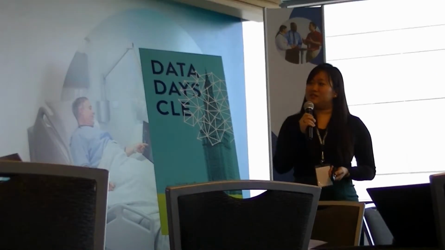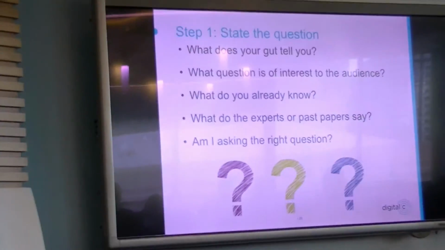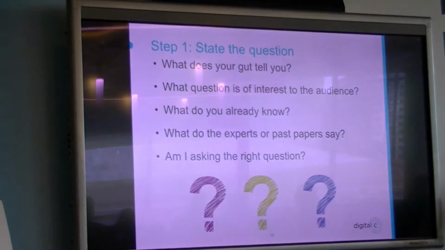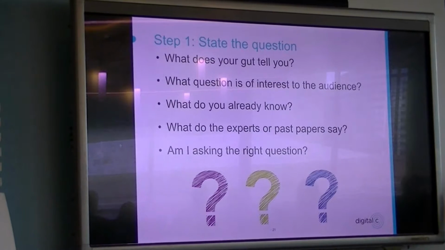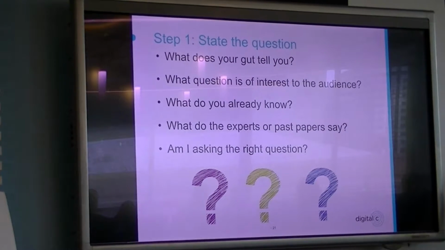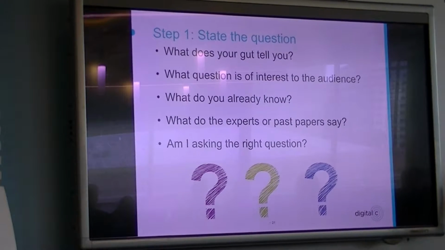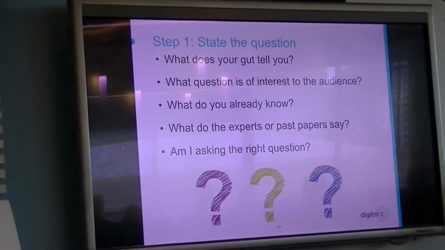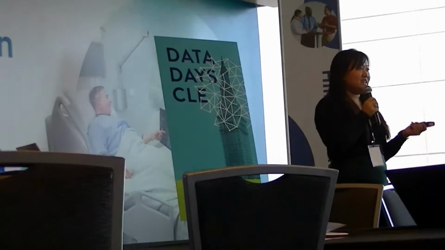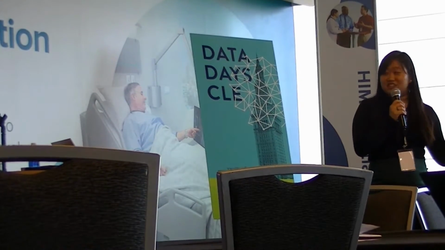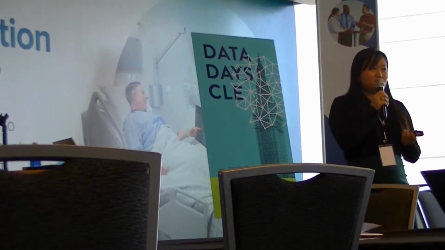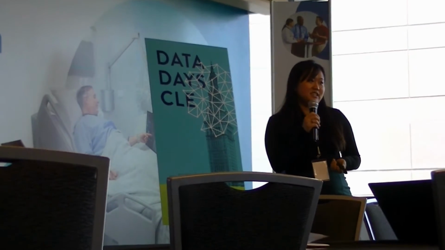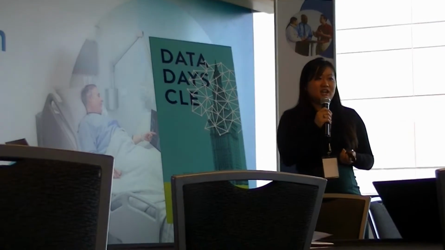So the first one is, what's your question? You have a question, what does your gut tell you, what's of interest to people, what do you know, what does the literature say? So if you go through this and you realize there have already been 20 papers on this, or actually my CEO has no interest in hearing this question answered, or this is not the right question to be asking because it doesn't lead into an objective.